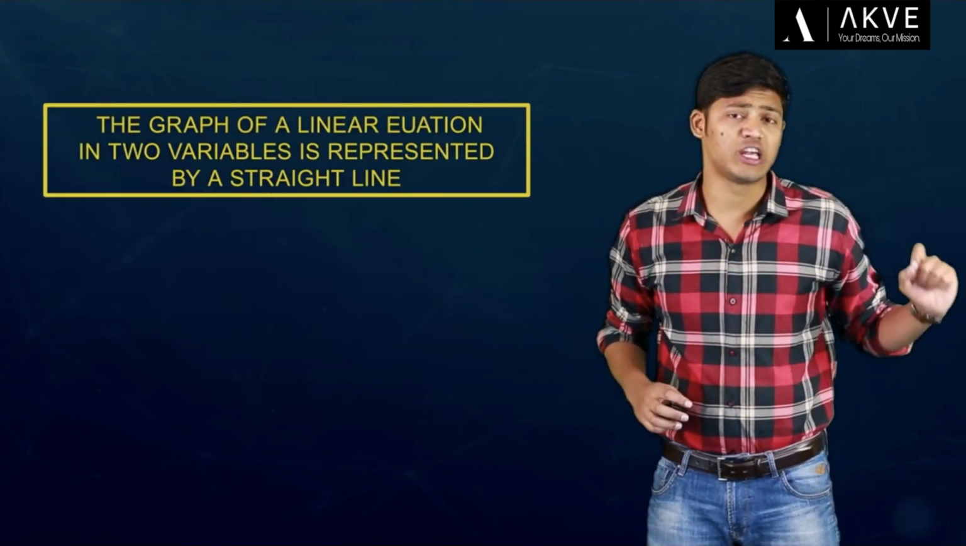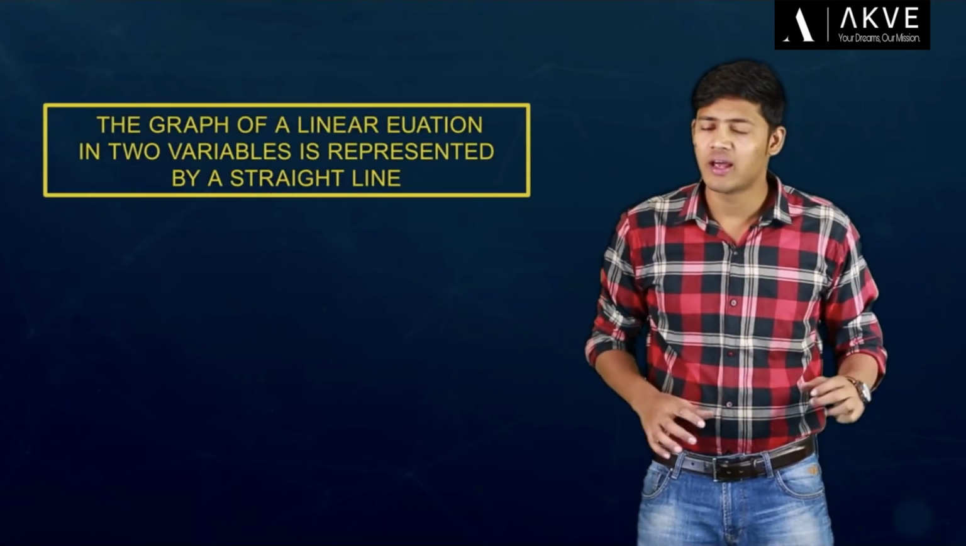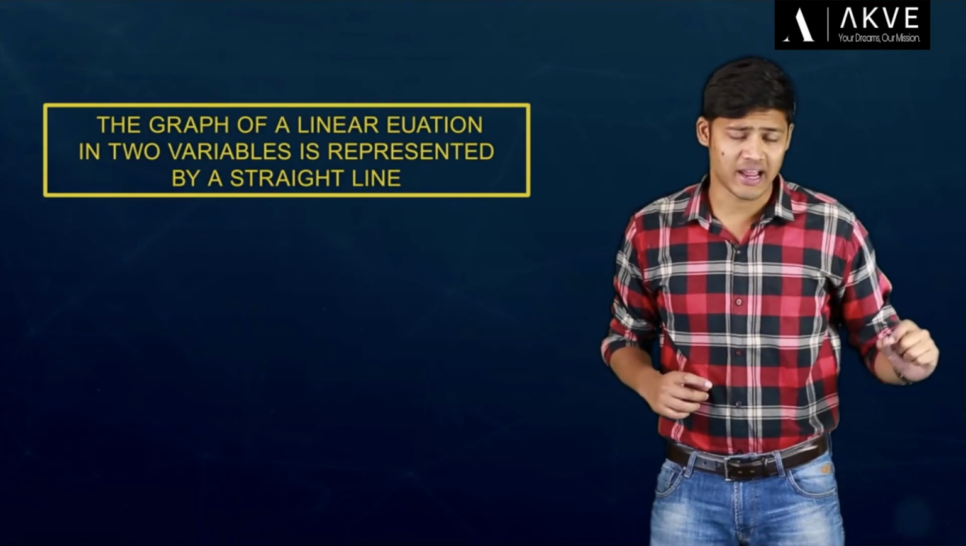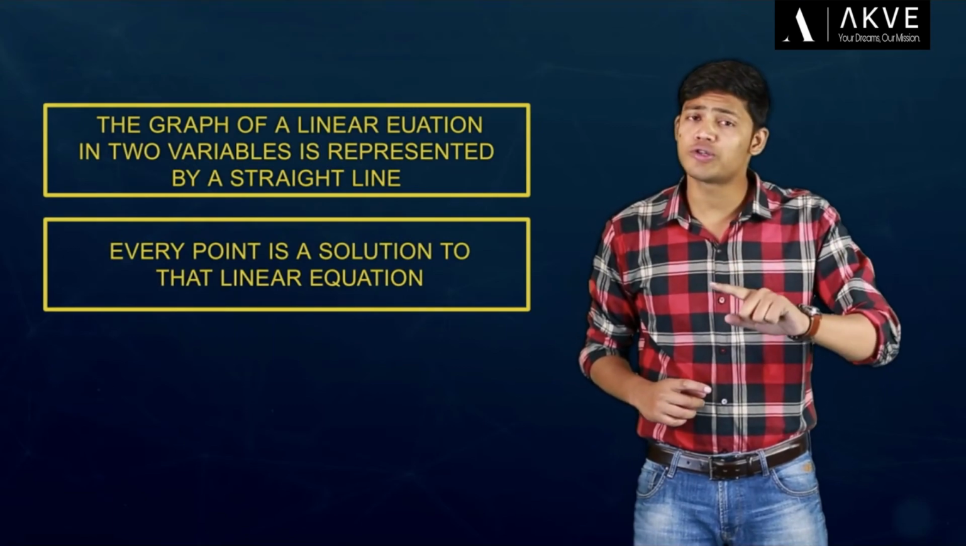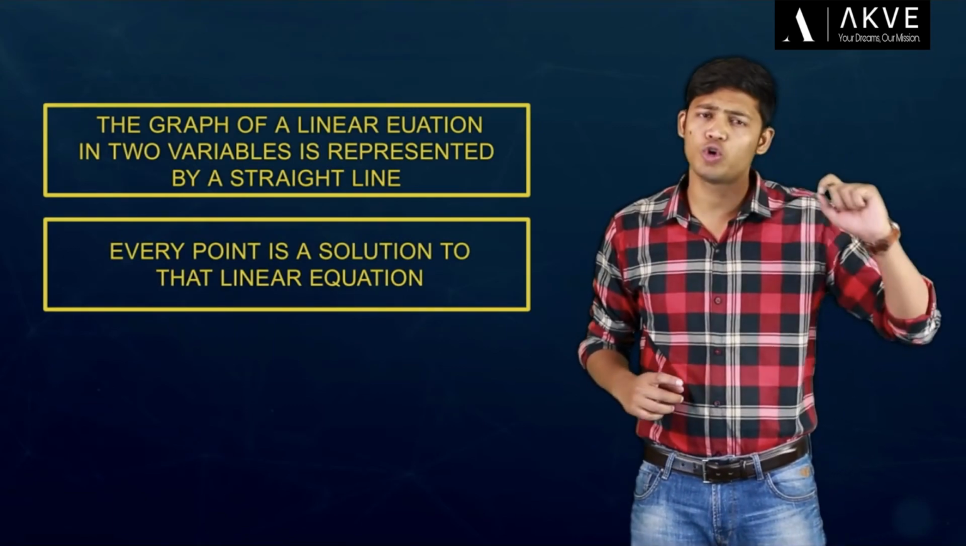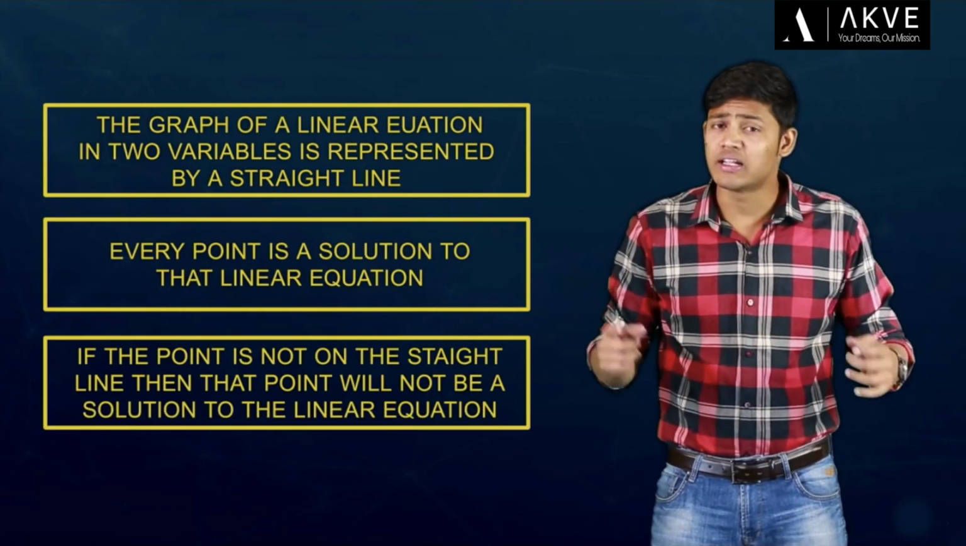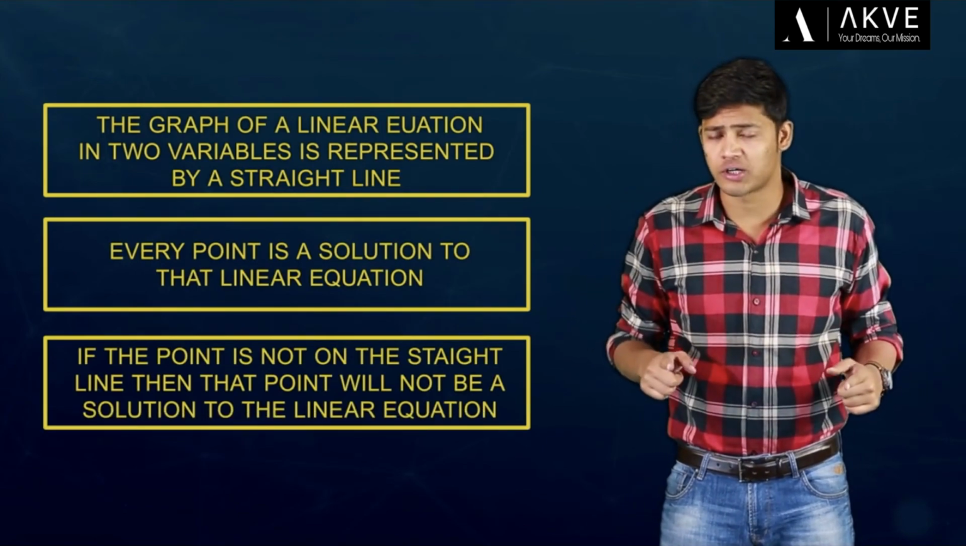So we can conclude that the graph of a linear equation in 2 variables is represented by a straight line. And on that straight line, every point is a solution to that linear equation in 2 variables. If the point is not on the straight line, then that point will not be a solution to the linear equation. So friends, I hope you understood how to represent graphs of linear equations in 2 variables. In our next video, let's see some more graphs.